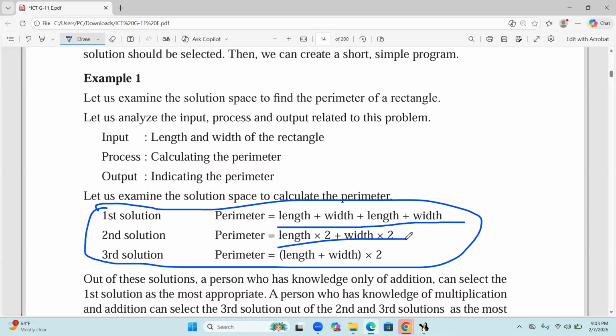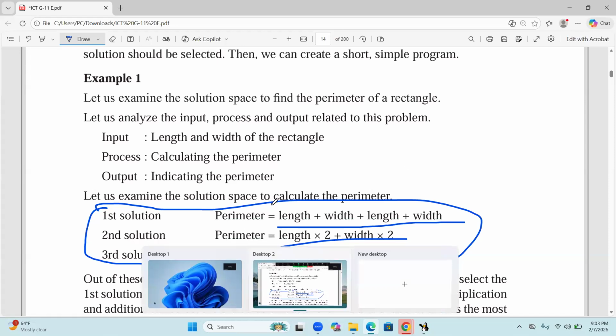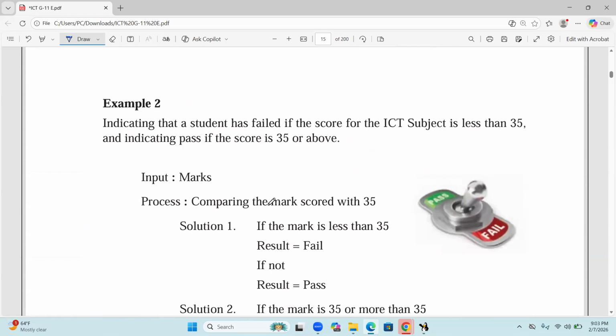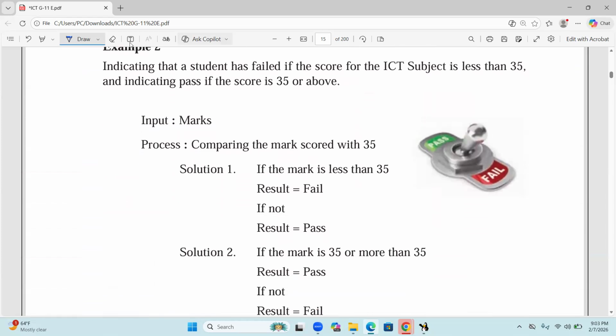Yes, sir. Right. So out of these solution methods, you can select a solution method according to your wish. So this is an example for alternative solutions. So here there is one more example.